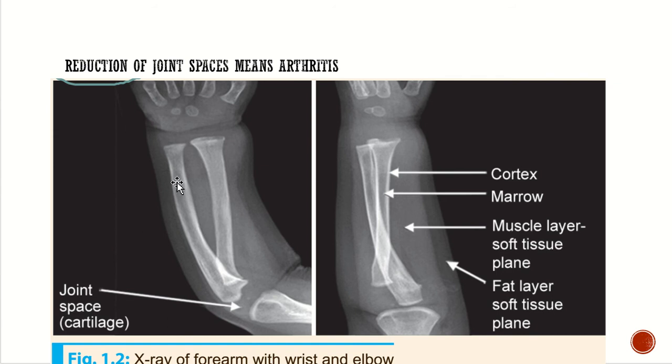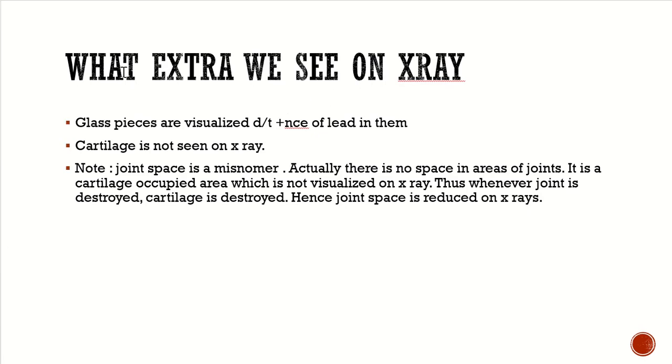And in the left image, we can see the joint space, the gap between the two bones, and that is generally cartilage. As we cannot see cartilage in X-rays, we see the space in between the two bones. What extra can we see on X-rays? Glass pieces are also visualized due to the presence of lead in them. We can see glass pieces, but cartilage is not seen on X-ray. That's why in the previous image we got to see joint space.